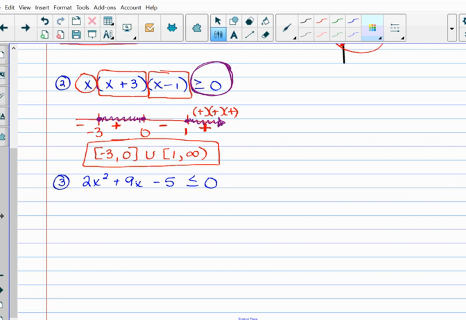What do you think we have to do first on this one? Factor. See, once again, it's not going away. So I'm going to give you a minute to work on this one. Factor it. Find those numbers. Set up your number line. Check your regions. Write your answer. Okay, so I'll give you a few minutes. You can definitely work with each other on this one.